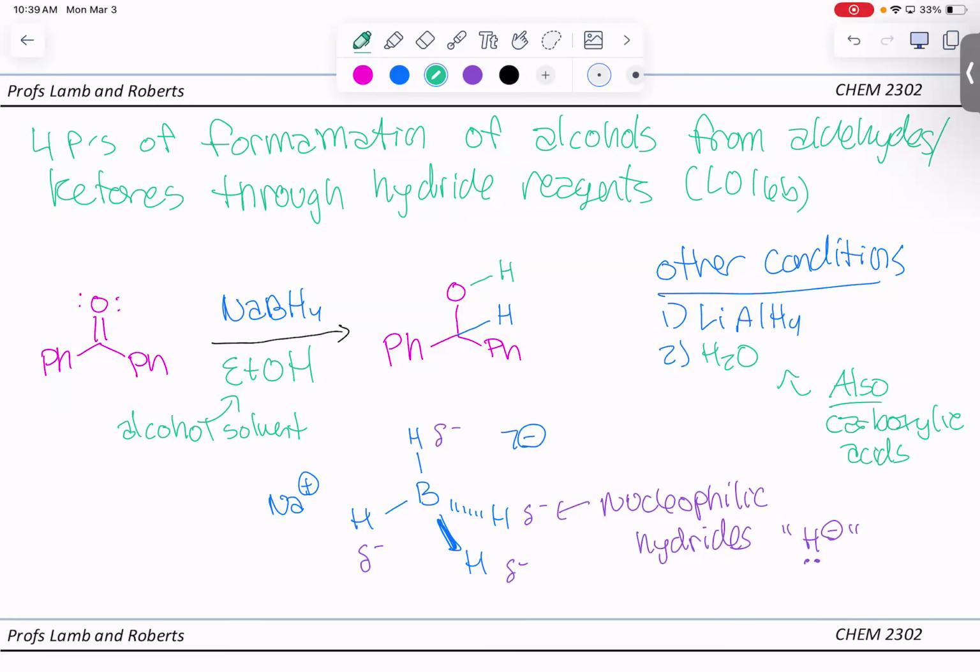Do we have an alkene? We probably shouldn't hydrogenate. Do we have a carboxylic acid? We should probably use sodium borohydride. If we have none of those things, you can use whatever of these reagents you want.